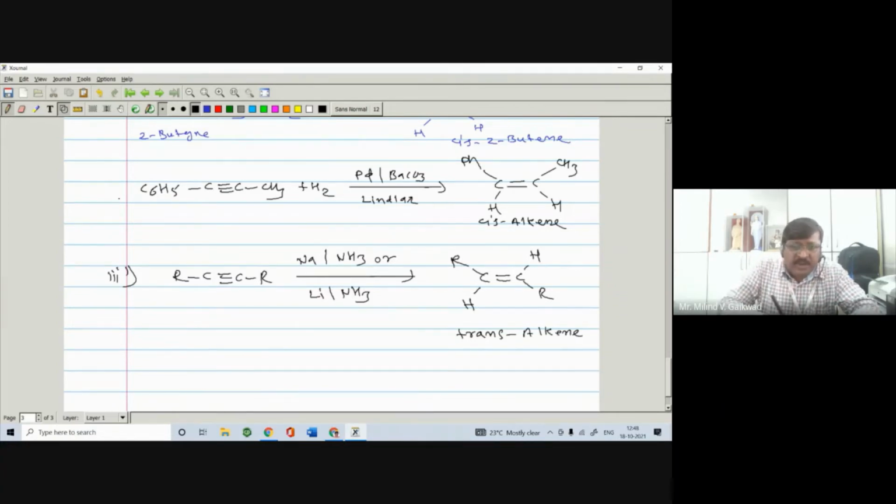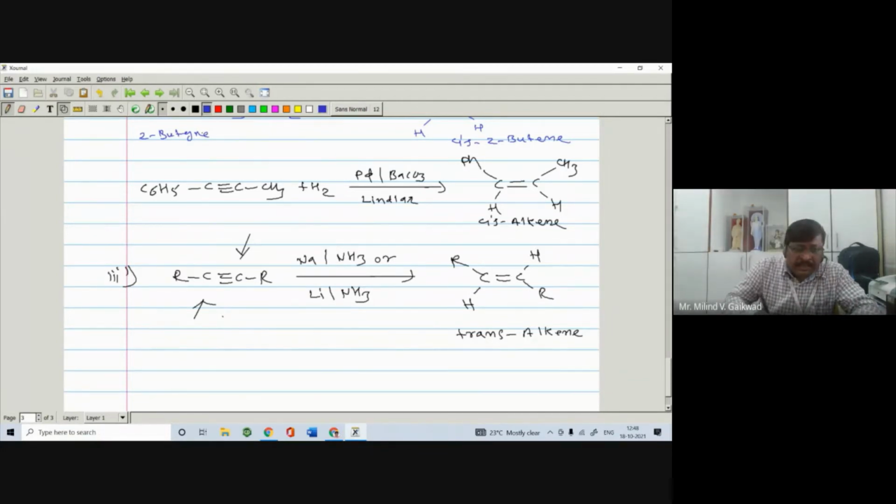Just we have changed the reagent. In the previous case, we used hydrogen in the presence of palladium and barium carbonate, the Lindlar catalyst. In the second case, we used either sodium in ammonia or lithium in ammonia. Both of them we can use. So the addition of hydrogen will take place, one from the lower side and the other from the upper side, and you get the trans alkene.